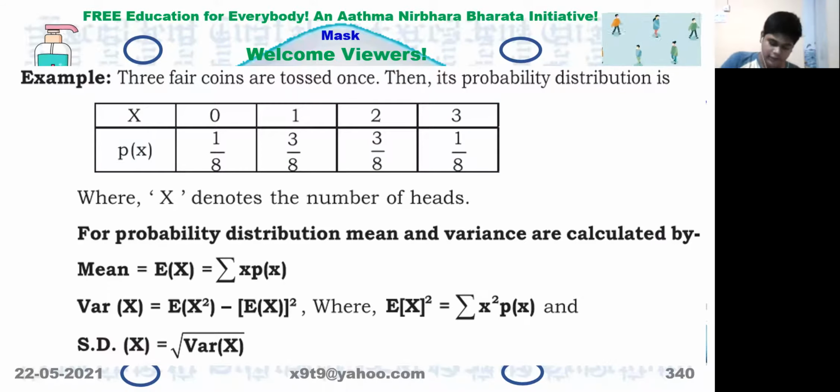Sir, after that, where is equal to x brackets? After VAR, bracket x. That is called variance of x. So it is sigma x square px minus sigma x px whole square.